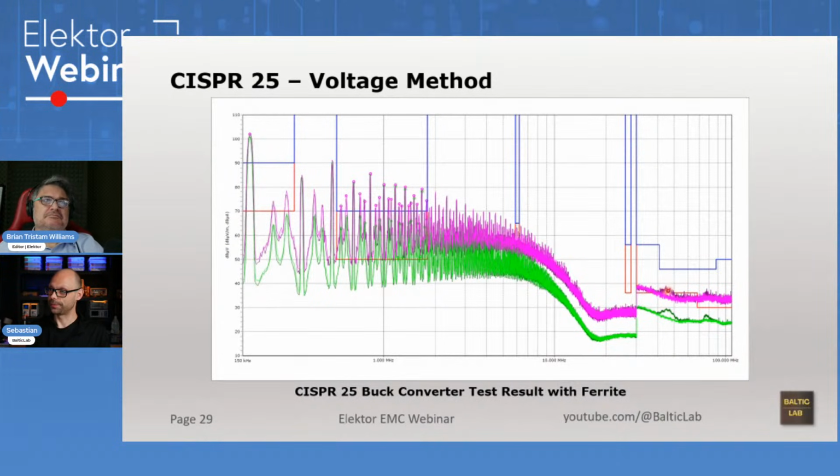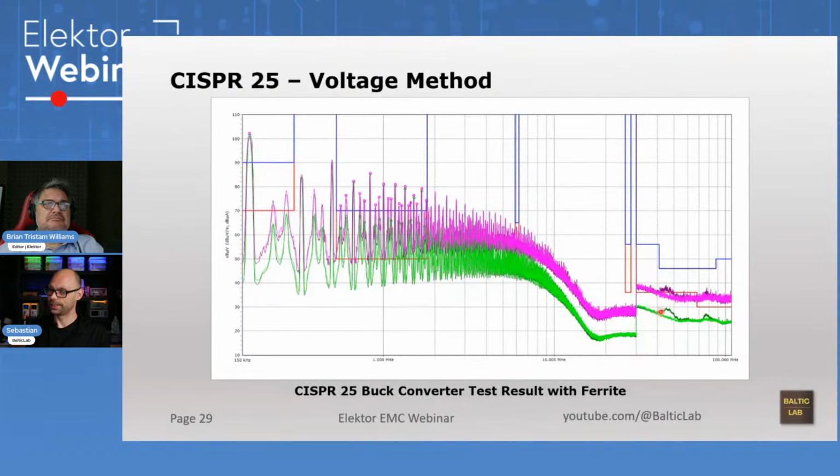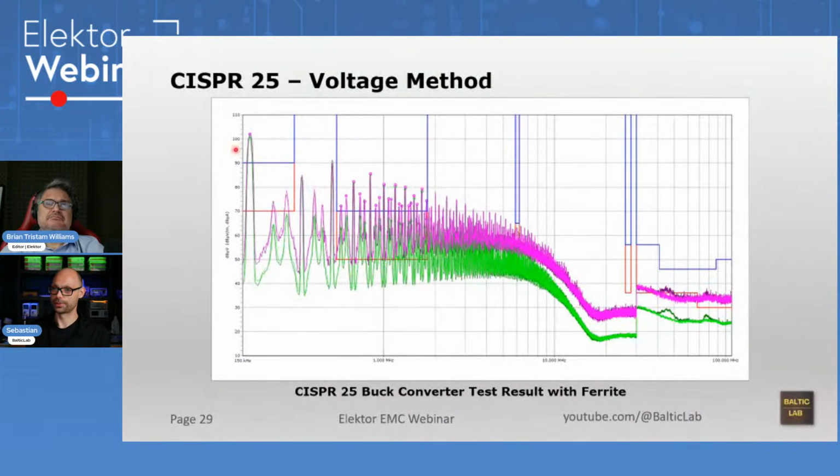The darker one is the old measurement without the ferrite, and the brighter one is the current measurement. So you see there's almost no difference, almost nothing except up here. And yeah, that didn't help us at all.